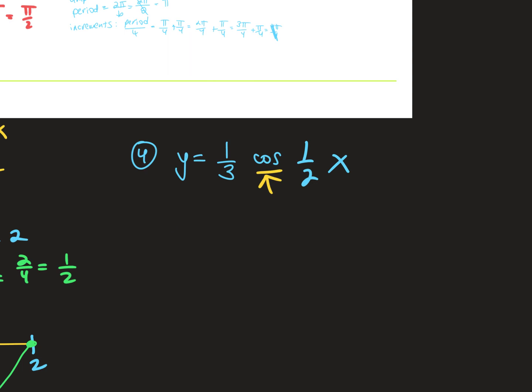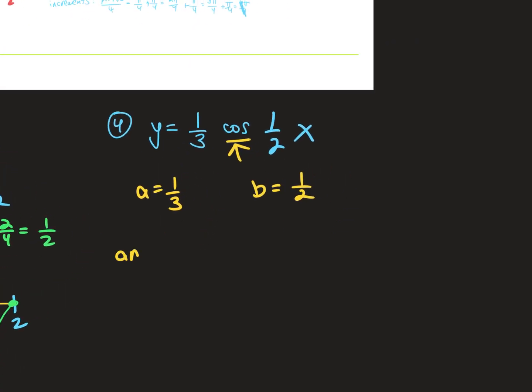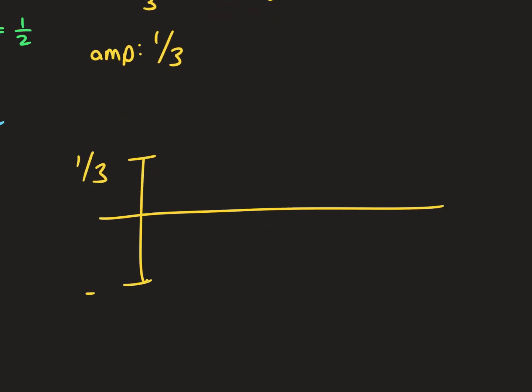What is your A value? 1/3. What is your B value? 1/2. Okay? You've identified everything you need. Now it's real easy to find the stuff. Amplitude. What is my amplitude? How high and how low does this thing go? 1/3. Perfect. So if you draw your graph, this is 1/3. This is negative 1/3, right?